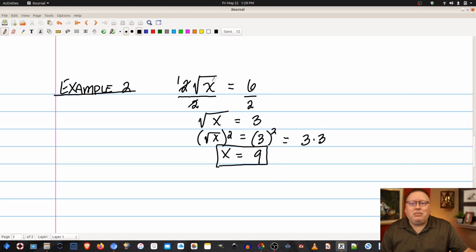And again, I can plug this in. Square root of 9 is 3 times 2 is indeed equal to 6. Okay? So let's look at another one similar to this.